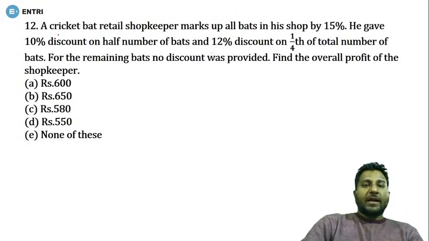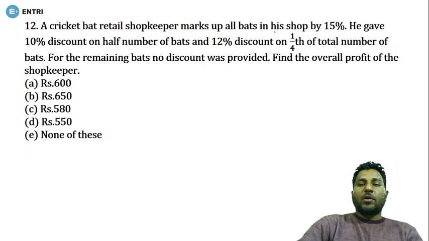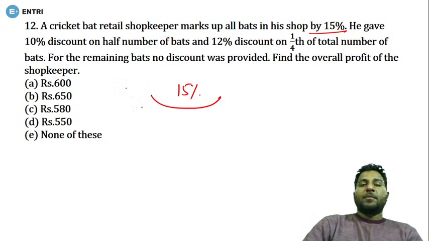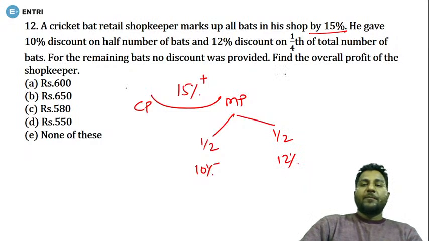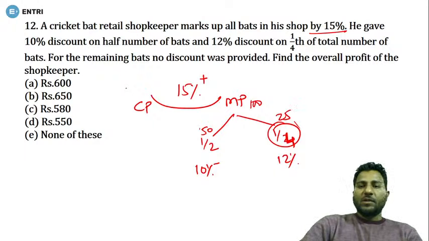Next, a cricket bat retail shopkeeper marks up all bats in his shop by 15%. Okay, so 15% is up. From cost price, we have raised to mark price. He gave 10% discount on half, and 12% discount on 1/4 of the total bats. That means this one must be 50 and this one must be 25. For the remaining bats, no discount was provided.